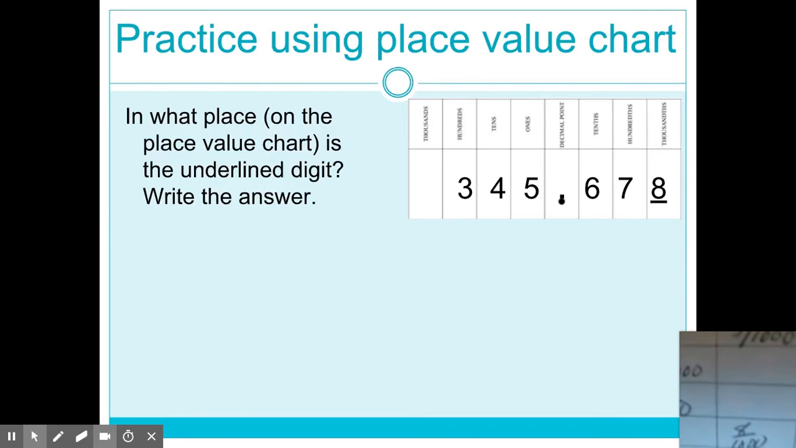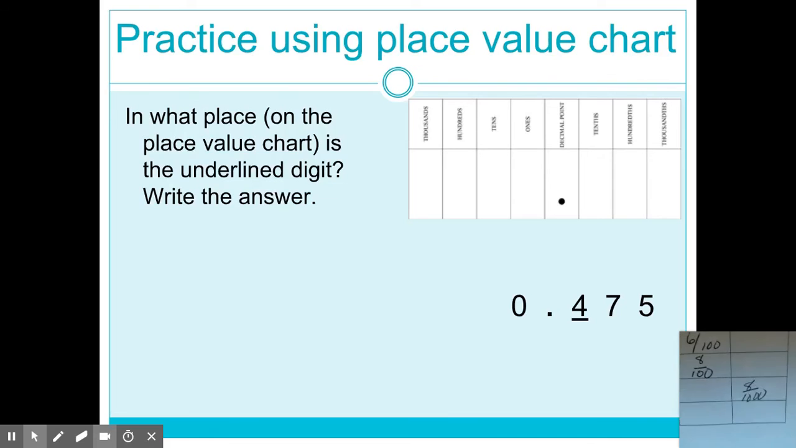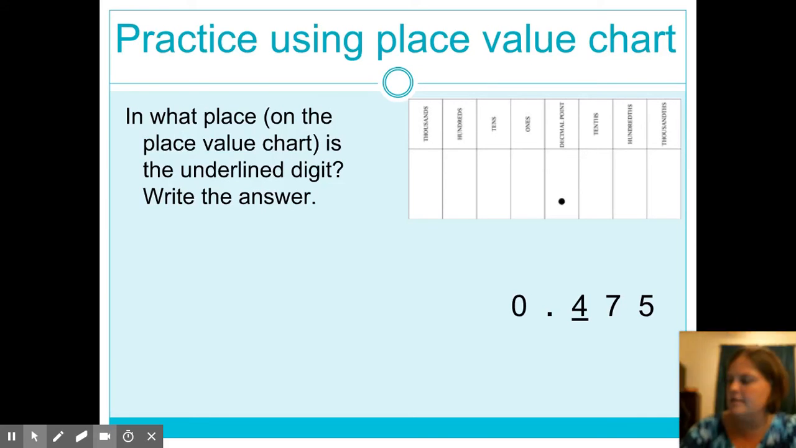All right, let's see what we got going on next. That 8 is in the thousandths place. It's the very last place value. So I'm going to write 8 over 1,000, 8 over 1,000ths, because it's a fraction of a whole. You see that? 8 over 1,000ths.